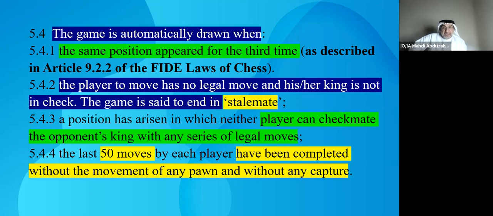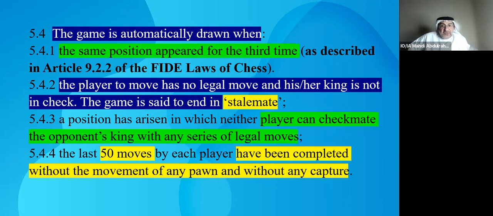A position has arisen in which neither player can checkmate the opponent's king with any series of legal moves. So as I said, in a dead position there is 100% no chance for anyone to win. In this case it must be a draw, but the platform is running and lets the players play for what? I don't know. Here the arbiter must stop the clock and call for a draw.